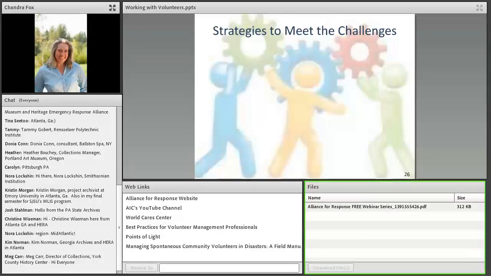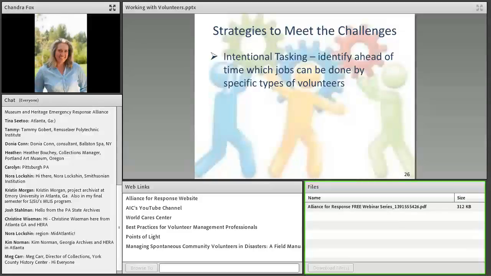So more of the strategies to meet the challenges is something that I call intentional tasking. Intentional tasking is a thoughtful approach to pre-identifying the necessary tasks and deciding what the qualifications are, if any, that are necessary for an individual to assist with those tasks. And this is something that you can do ahead of time.